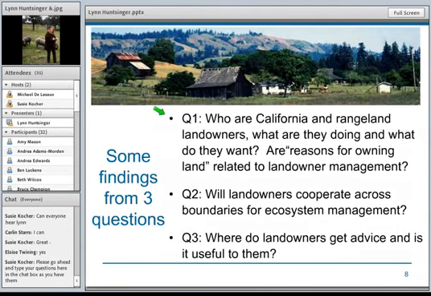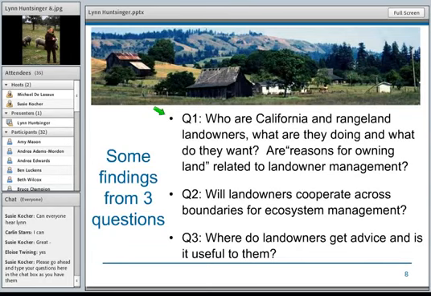But we also wanted to look at if the reasons people own their land, which are changing, of course, with our changing world population, were related to how people manage the land. The second question is, will landowners cooperate across boundaries for ecosystem management? We know that we need to think about larger areas than individual ownerships when we do a lot of ecological management or ecosystem management or even fire hazard reduction. So how receptive are people to that kind of thing?